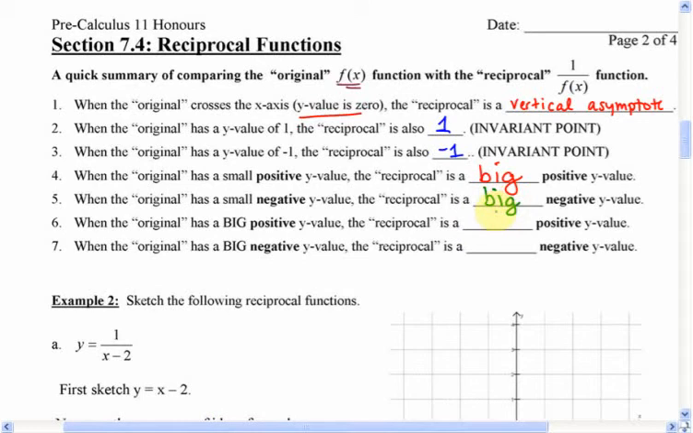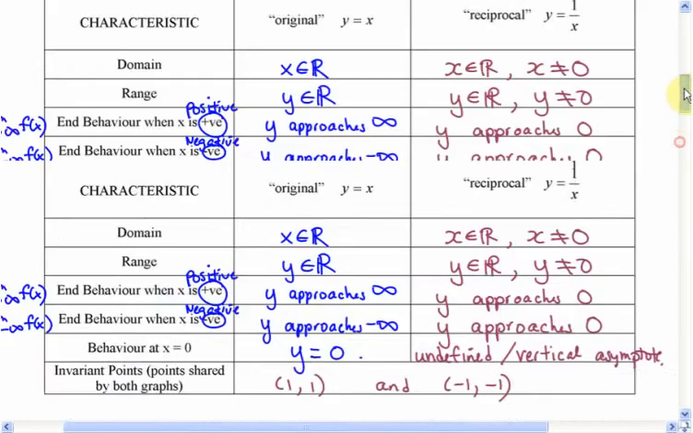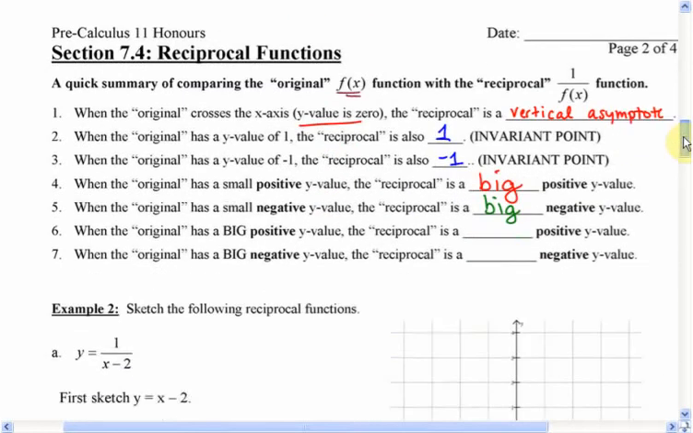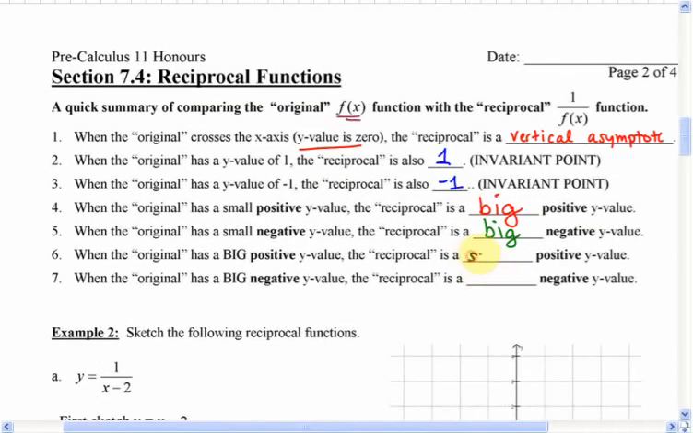Small becomes big. So to answer part 6 and 7, when the original has a big positive y value, so what I'm saying here now, big positive y values are like way over here, which I'll circle in black. Big positive values. What happens to the reciprocal? They come way down here, they become small. And so yeah, big becomes small. That's right, because when you take the reciprocal, everything is like the opposite.